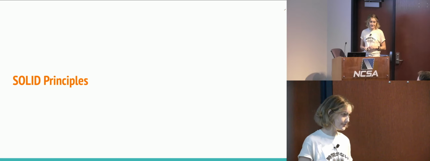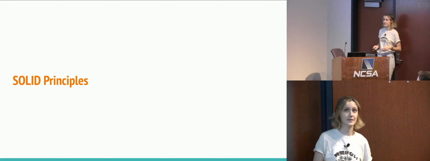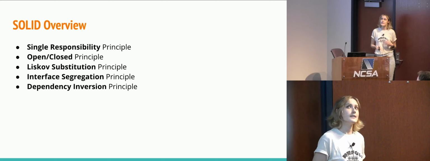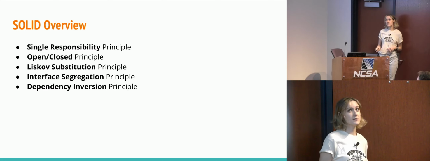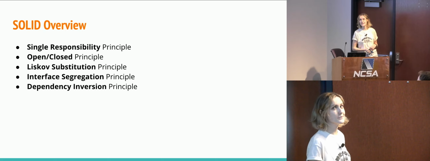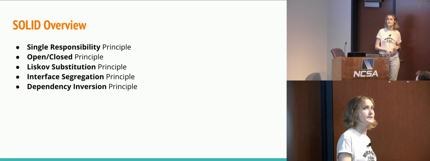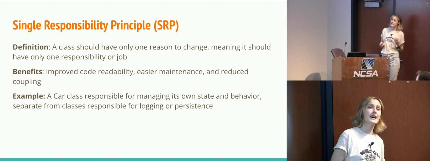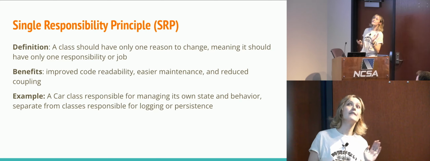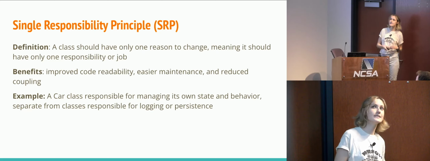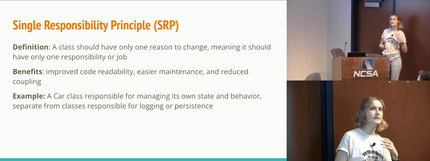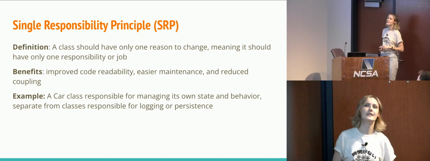All right. So the SOLID principles of object-oriented programming. They are single responsibility principle, open-closed principle, the Liskov substitution principle, the interface segregation principle, and the dependency inversion principle. The SRP says that a class should only have one reason to change, meaning it should have only one responsibility or job. And this improves readability, maintenance, and reduces coupling.